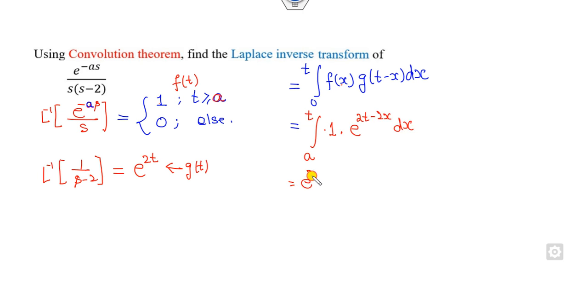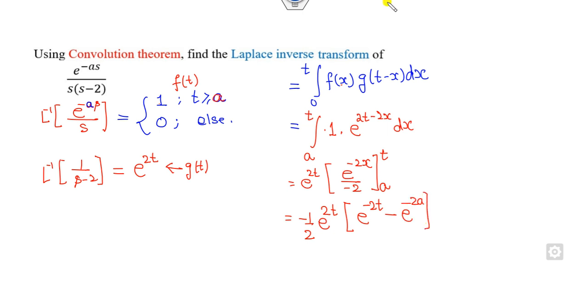Now e raised to power 2t is outside. The remaining is e raised to power minus 2x. The integration of e raised to power minus 2x, from a to t, will be minus half, which I can take outside, e raised to power 2t. I can substitute the upper limit minus lower limit. So what is the answer of this? Minus half, e raised to power 2t is common, and the answer is e raised to power 2 times (t minus a), which is the right answer of this problem.